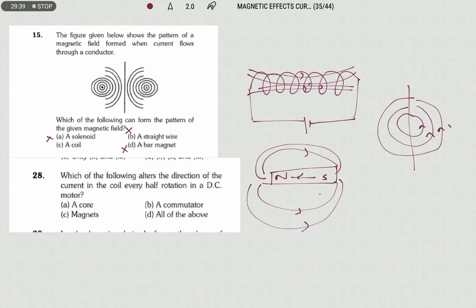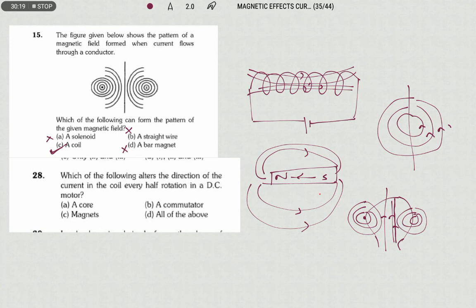Then what about the coil? In the case of a current carrying circular coil, we did this activity: near the conductor on either side we can see circles like this, and at the center the field lines are parallel to each other. Because a uniform magnetic field is produced there, the magnetic field will be very strong at the center. So the given pattern is due to a coil. In this way we need to analyze. You can solve this question if you know the field patterns due to different current carrying conductors. Otherwise you won't get the correct answer.